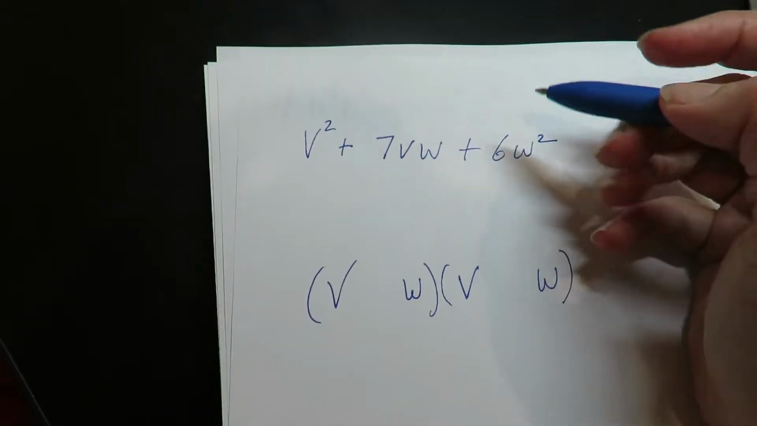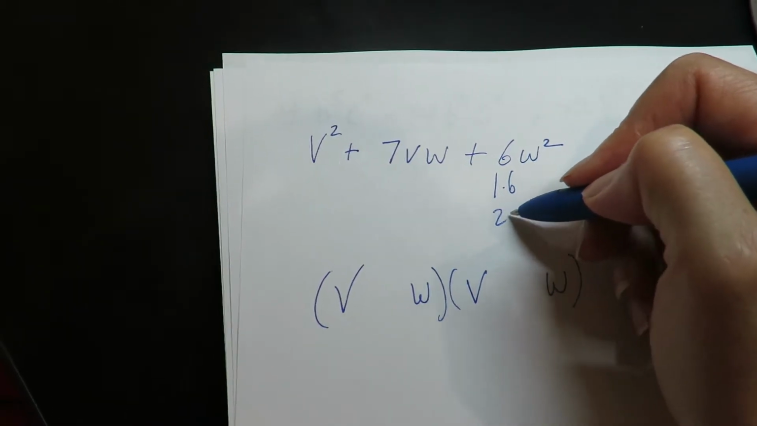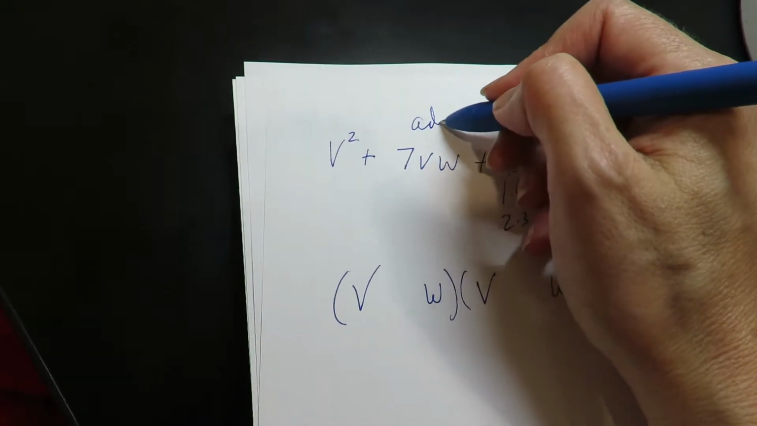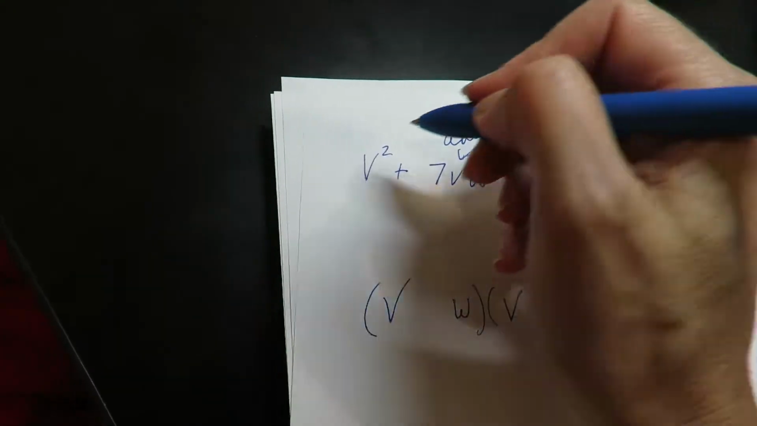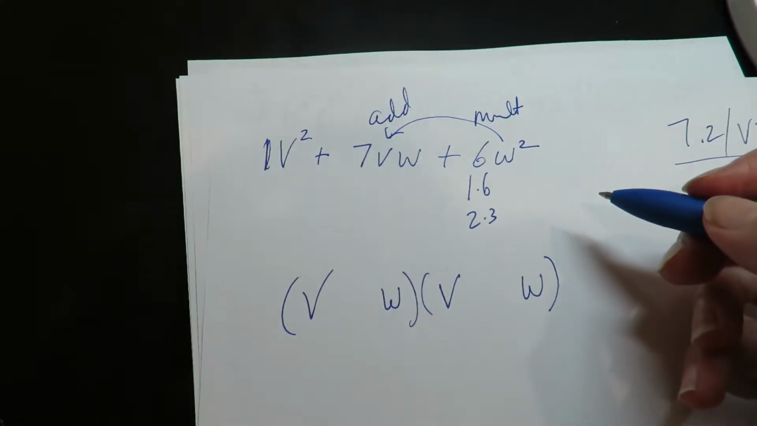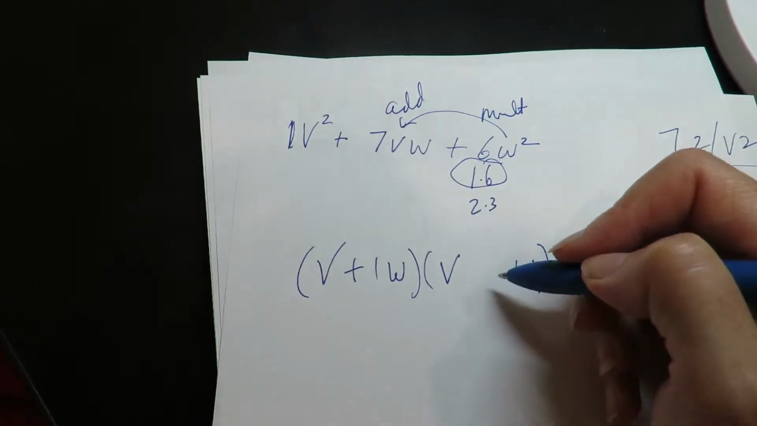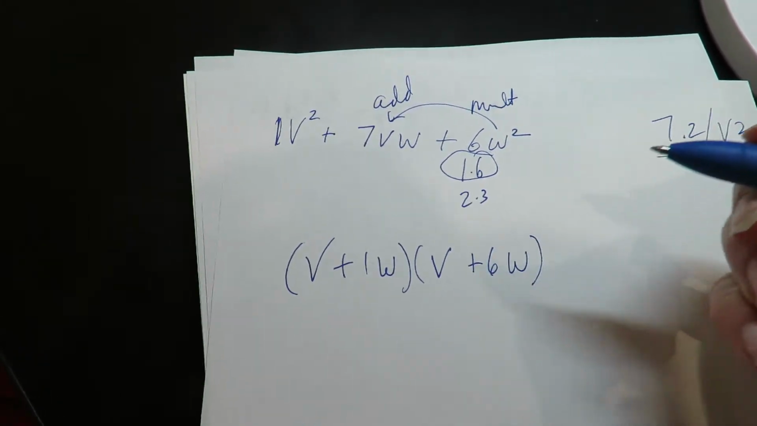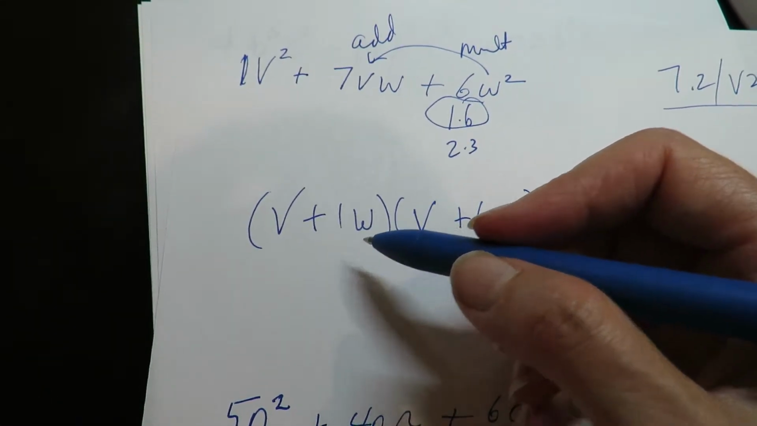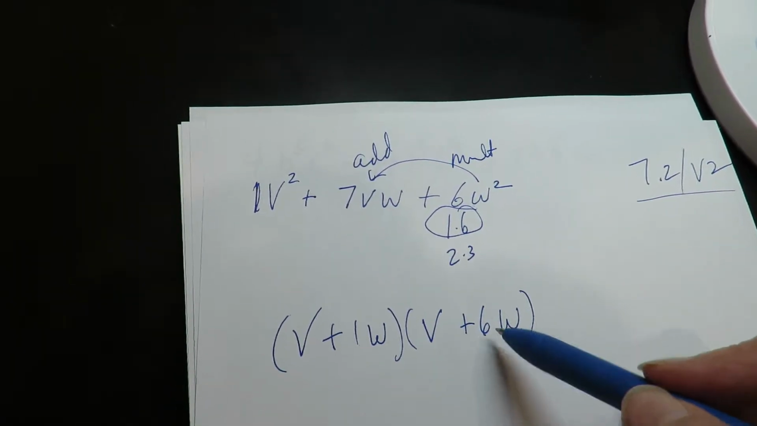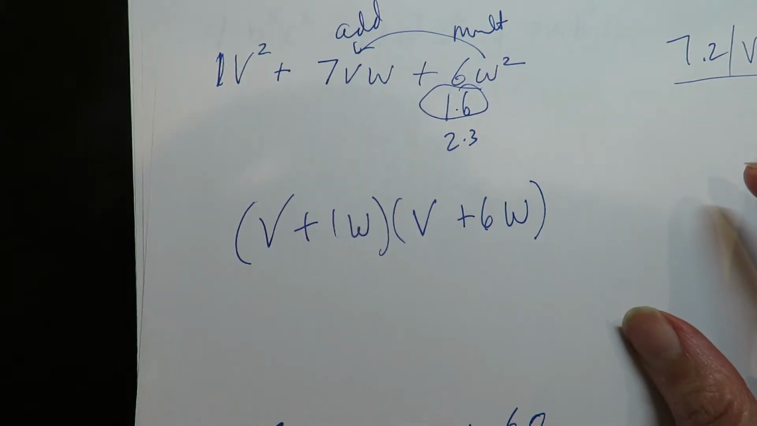Now you just have to figure out the number, right? It has to multiply to 6, but it has to add to 7, right? This number makes this number because the leading coefficient's a 1. All right, so the only thing that'll do that is this, so it's plus 1w plus 6w. And again, you don't need to write the 1, I just wrote it, but you don't need to write it. Because 1 times 6 is 6, 1 plus 6 is 7.